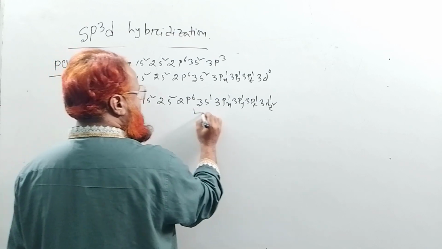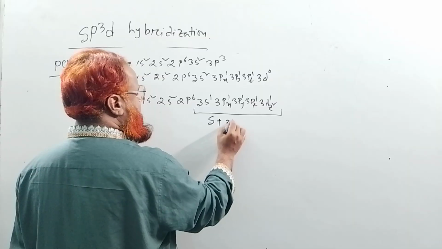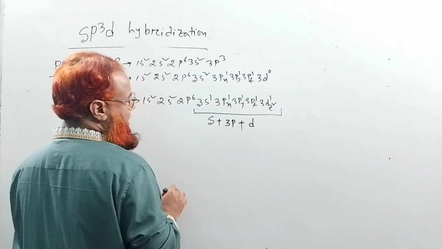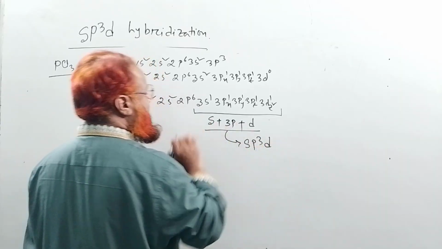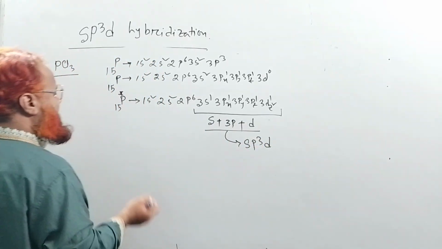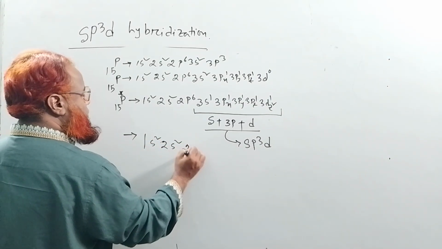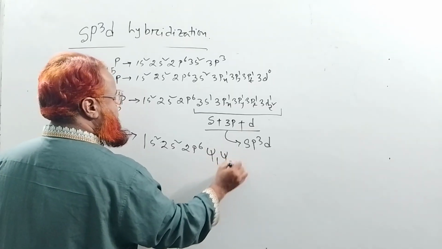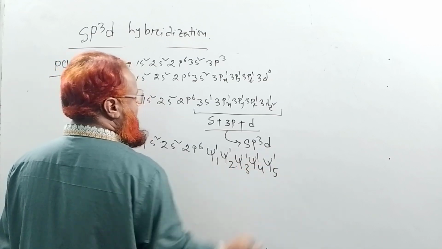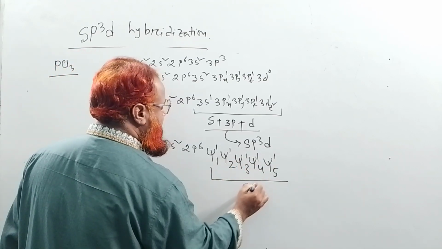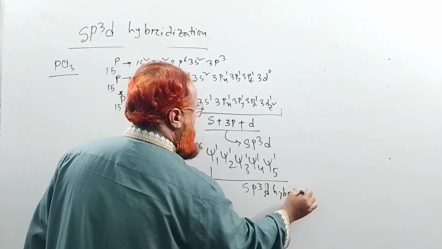And here the total number of orbitals is what? 1s and here 3p and 1d, and they will make sp3d hybridization. Okay. Now we will get 5 hybrid orbitals like this: 1s2, 2s2, 2p6, psi1, psi2, psi3, psi4, psi5, 1, 1, 1, 1 and 1, and they are known as sp3d hybrid orbitals.